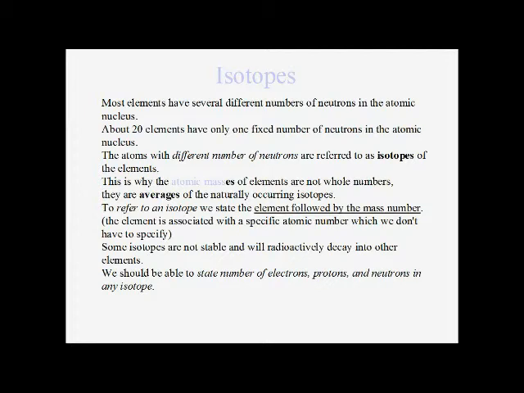So when we need to identify the isotope, one way is to just name the element followed by the mass number. The mass number is the total number of nuclear particles. That means the total number of protons and neutrons.